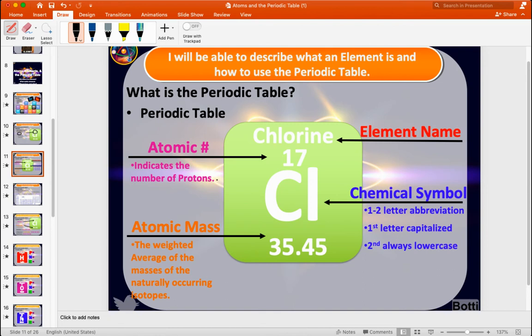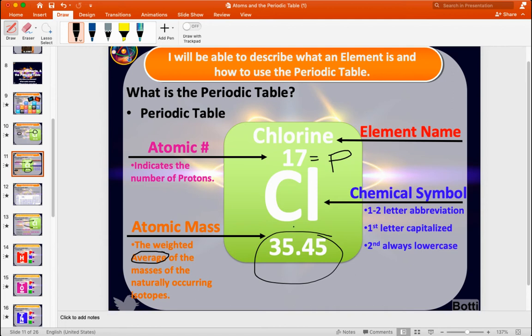All right, so we've looked at the atomic number. We know that that is equal to the number of protons. Now let's look down here at the bottom. We have the atomic mass. Now the atomic mass is not a whole number. The atomic mass is a decimal because that is an average of the different possible masses of chlorine.